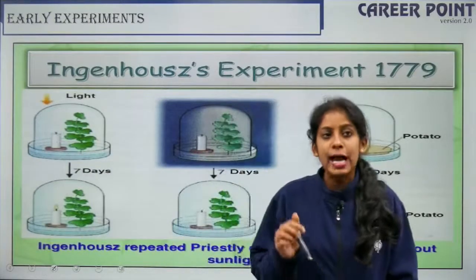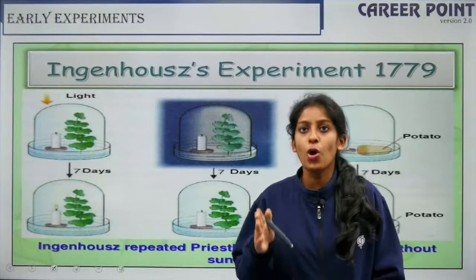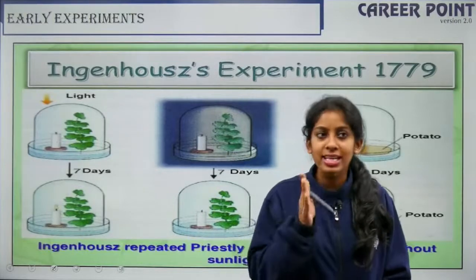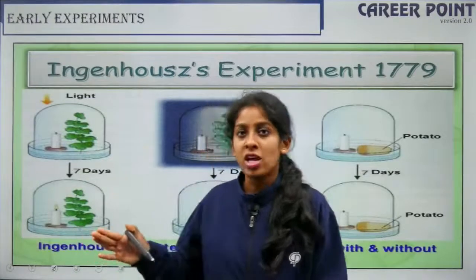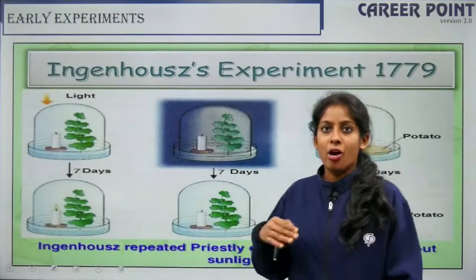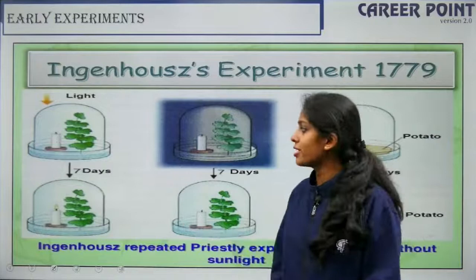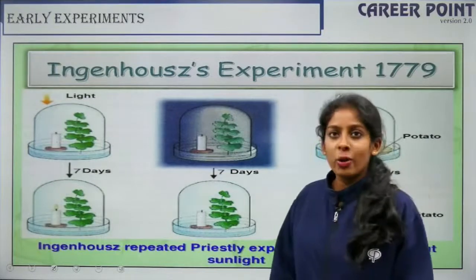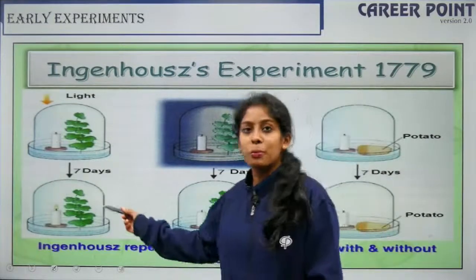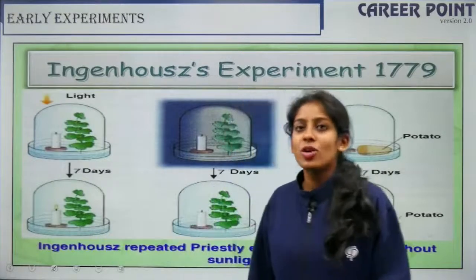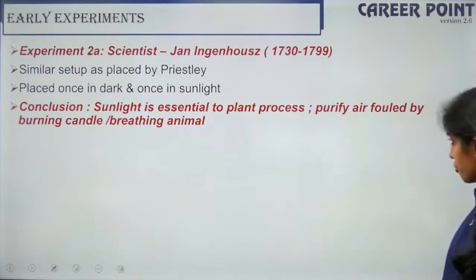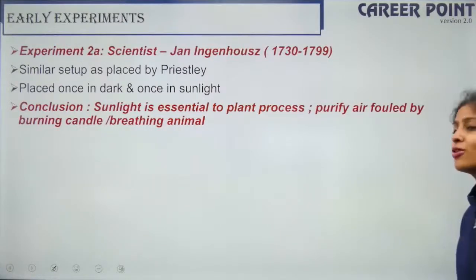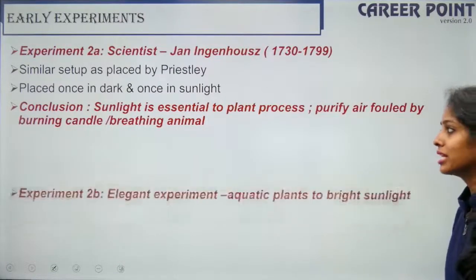So he said that though plants restore the damage that is done by the burning candle and the animal, it is done only in the presence of sunlight. So plants take in carbon dioxide for photosynthesis only in the presence of sunlight, right? Only when you give light will the plants work. So that was his first experiment. So sunlight is essential for the plant process that purifies air fouled by the burning candle and the breathing animal.